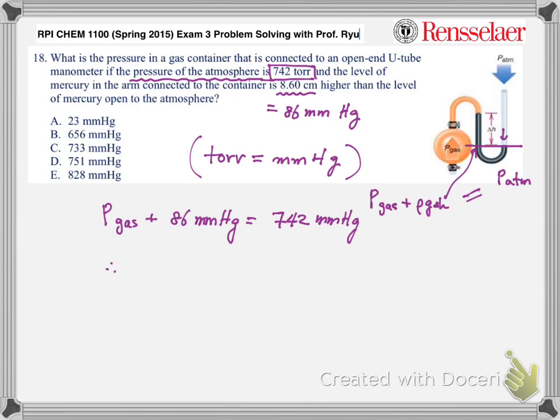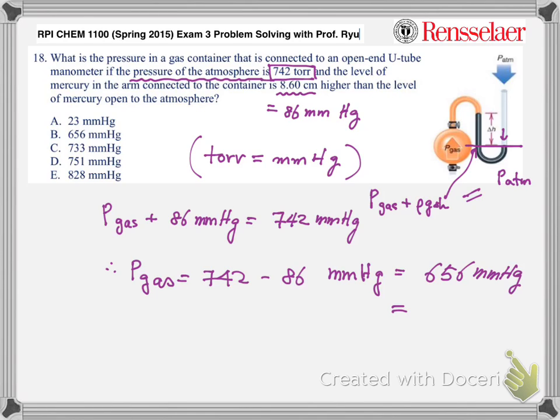So therefore, P gas is 742 minus 86 Hg. This is a 656 torr. Or somebody says 656 torr. So the answer for this is B.